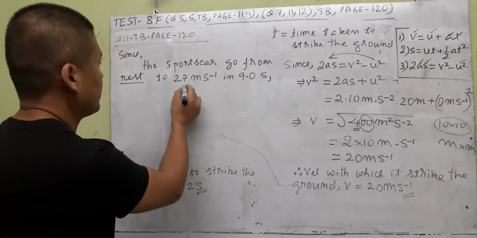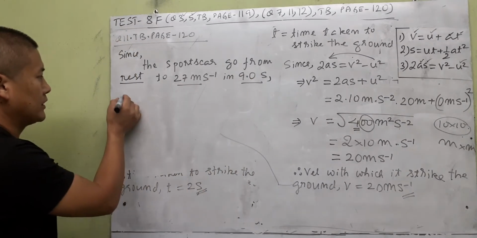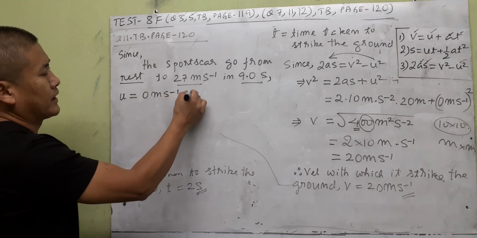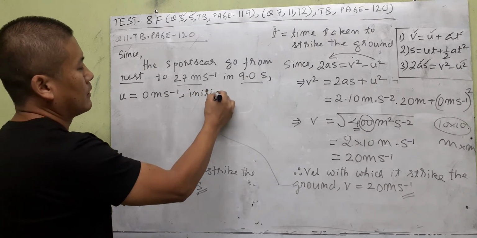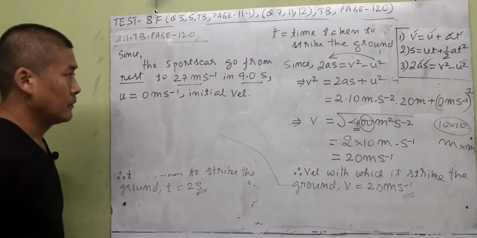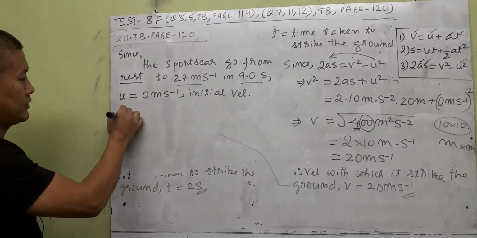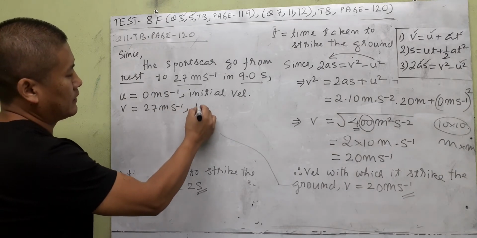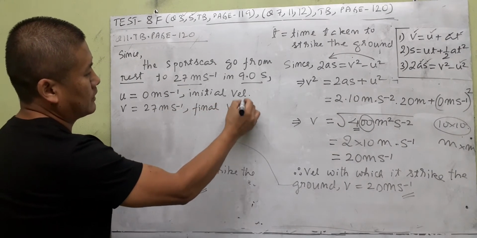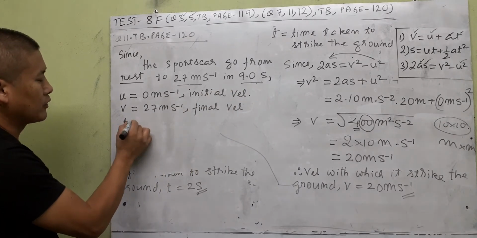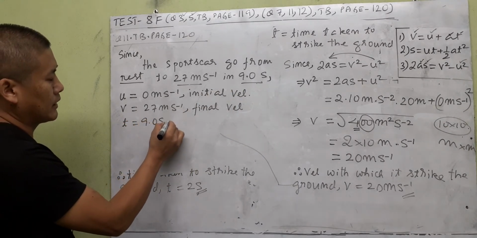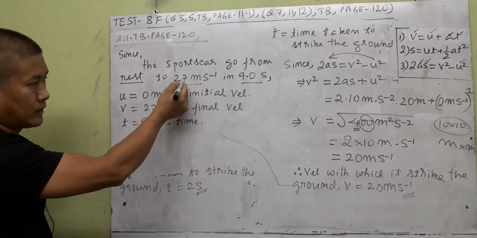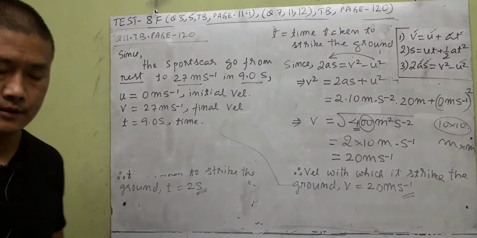So let us write here the important values, the physical quantities that we're going to get. Rest means the initial velocity, we know, is 0 meter per second. That means the sports car was not moving in the beginning. Then it reached 27, which is the final velocity, 27 meter per second. 9 seconds is the time taken for this car to reach a high speed of 27 from rest. It took 9 seconds.